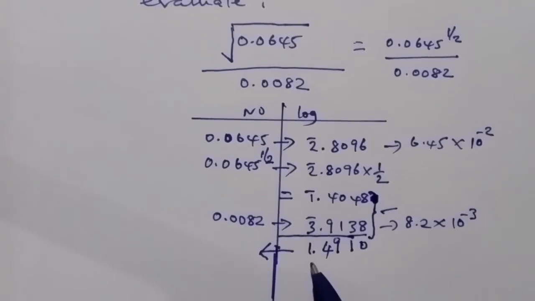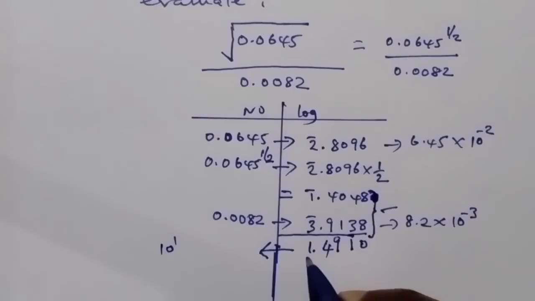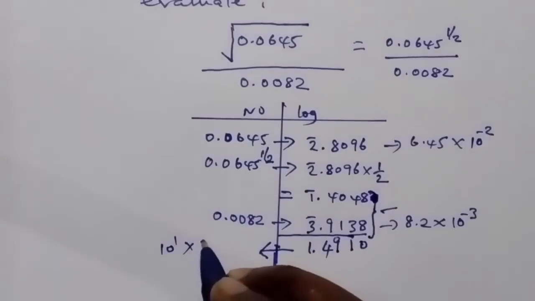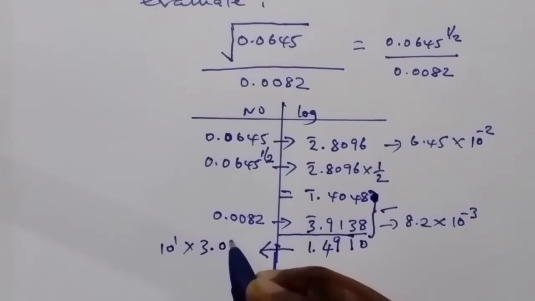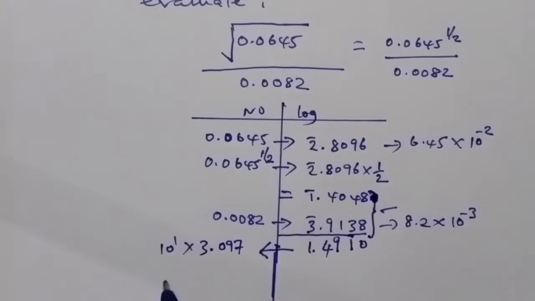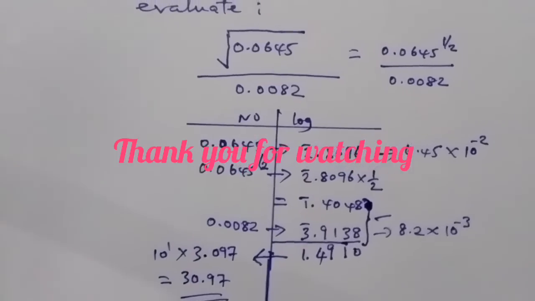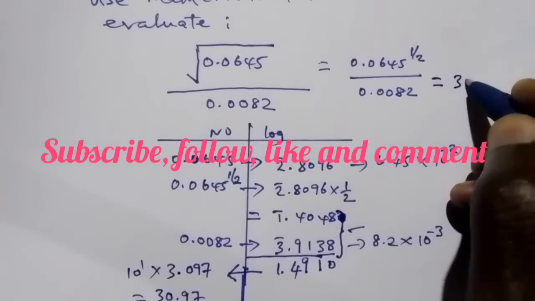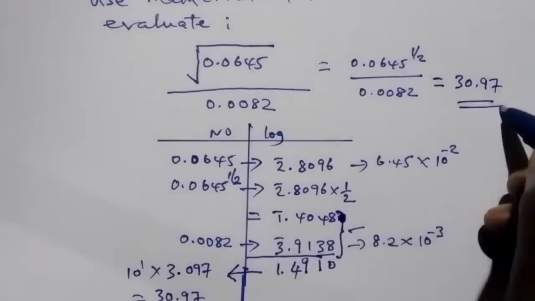Then we go to the antilog table. So this one here will become 10 power 1 times the antilog of 0.4910 from the antilog table, which is 3.097. When we multiply 10 power 1 times 3.097, we end up with 30.97. Therefore, our solution here is 30.97.